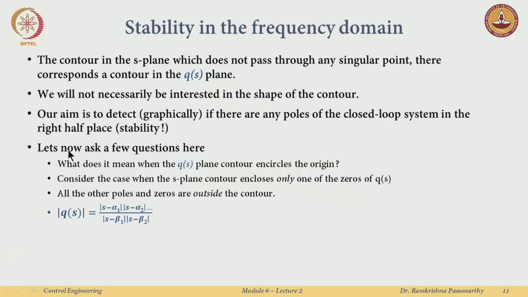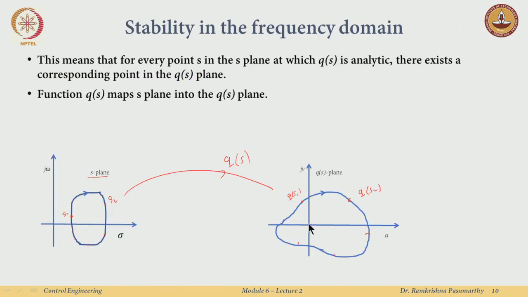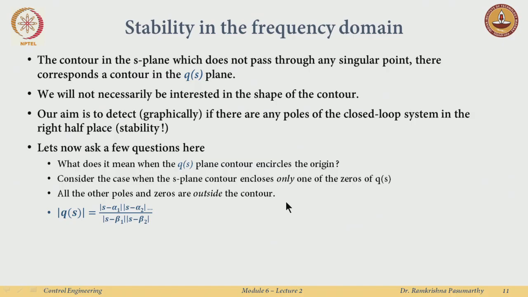So let's just ask a few questions. What does it mean when the QS plane encircles the origin? This is a little important here. I am not really interested in the shape, it could be this one or it could be something else. I am just interested in the origin. Does the contour on the QS plane contain the origin? Not necessarily here, it could be whatever. I'll tell you some other stuff related to this now.